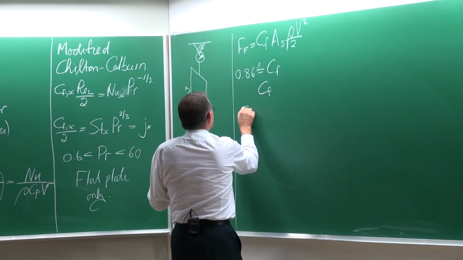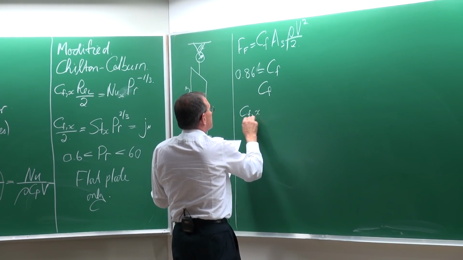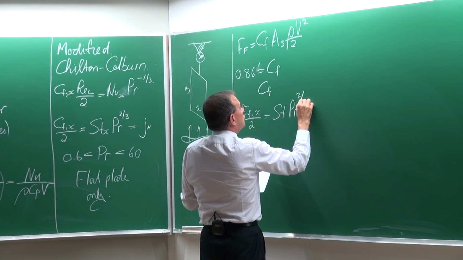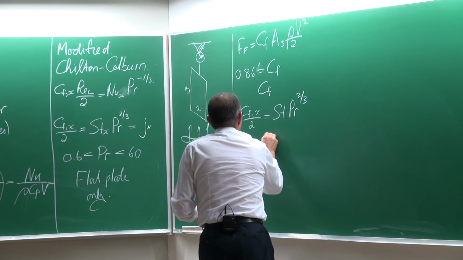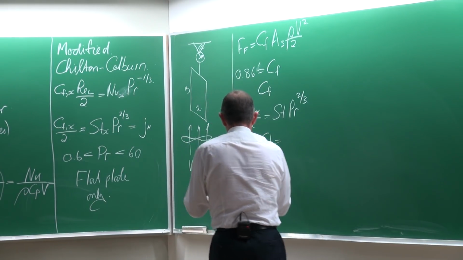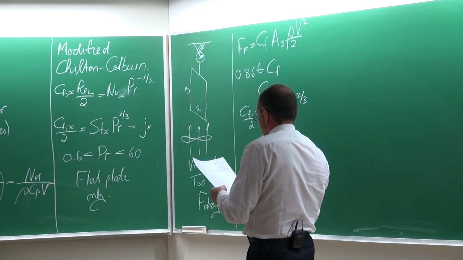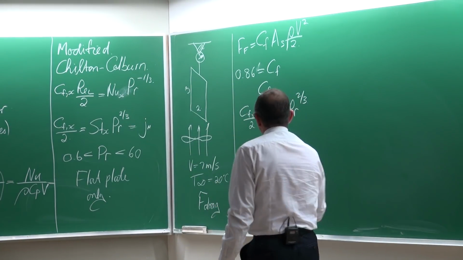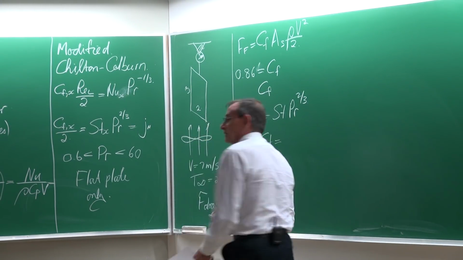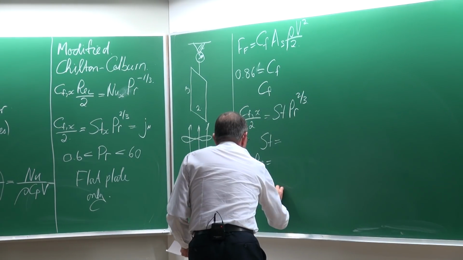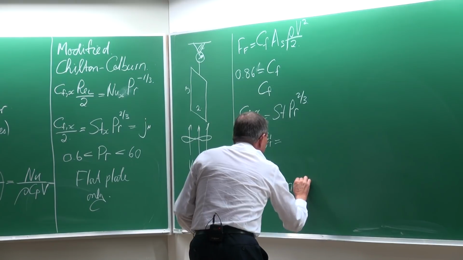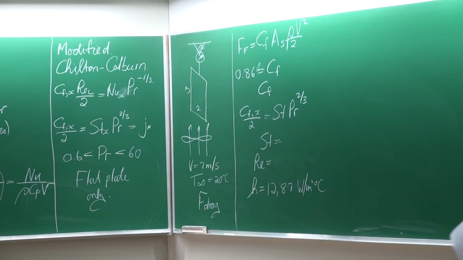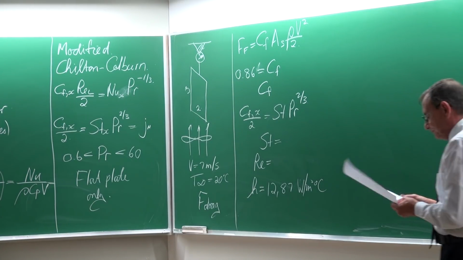Then we now make use of this analogy. Cfx divided by 2 is equal to the Chilton Prandtl to the 2/3. You can go and get the Chilton number. You can go and determine the Reynolds number. And from this, you can actually get the heat transfer coefficient. So the heat transfer coefficient, it is all in your textbook, is 12.87 watts per square meter degrees Celsius. There's another example that I'm going to do in more detail. That's why I'm going through this one very quickly.